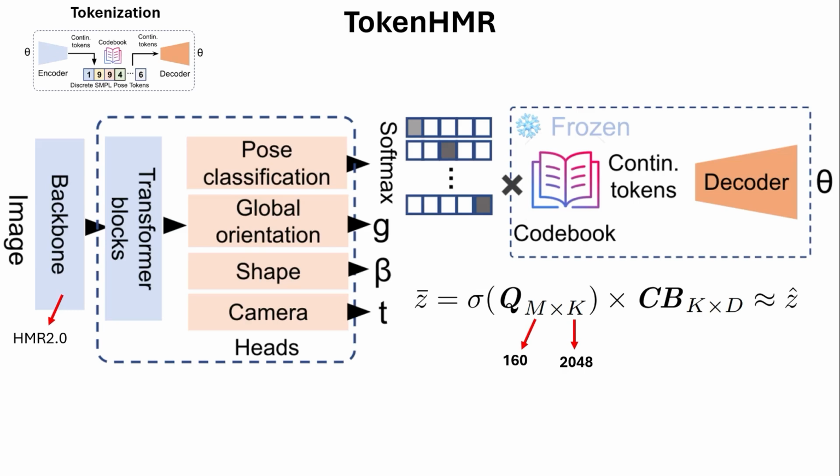And it goes to a softmax. I will talk about why. And then it will be multiplied by this codebook, which has 2048 different vectors. Each of them is a 256-dimensional vector. So let's just see what happens.